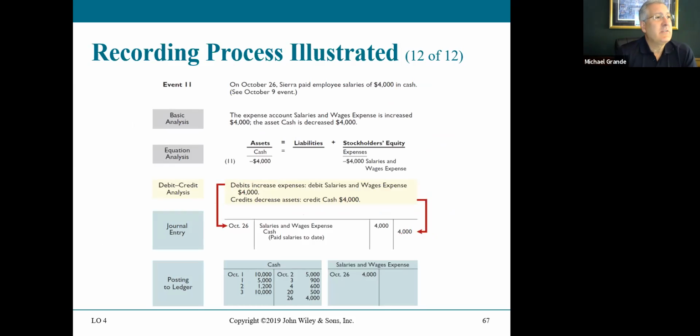On October 26th, Sierra paid employees salaries of $4,000 in cash. Now you have an expense. Salaries and wage expense, you increase an expense with a debit for $4,000. Used cash. Cash is an asset, you decrease it with a credit. There's your journal entry, and that's where they posted it.